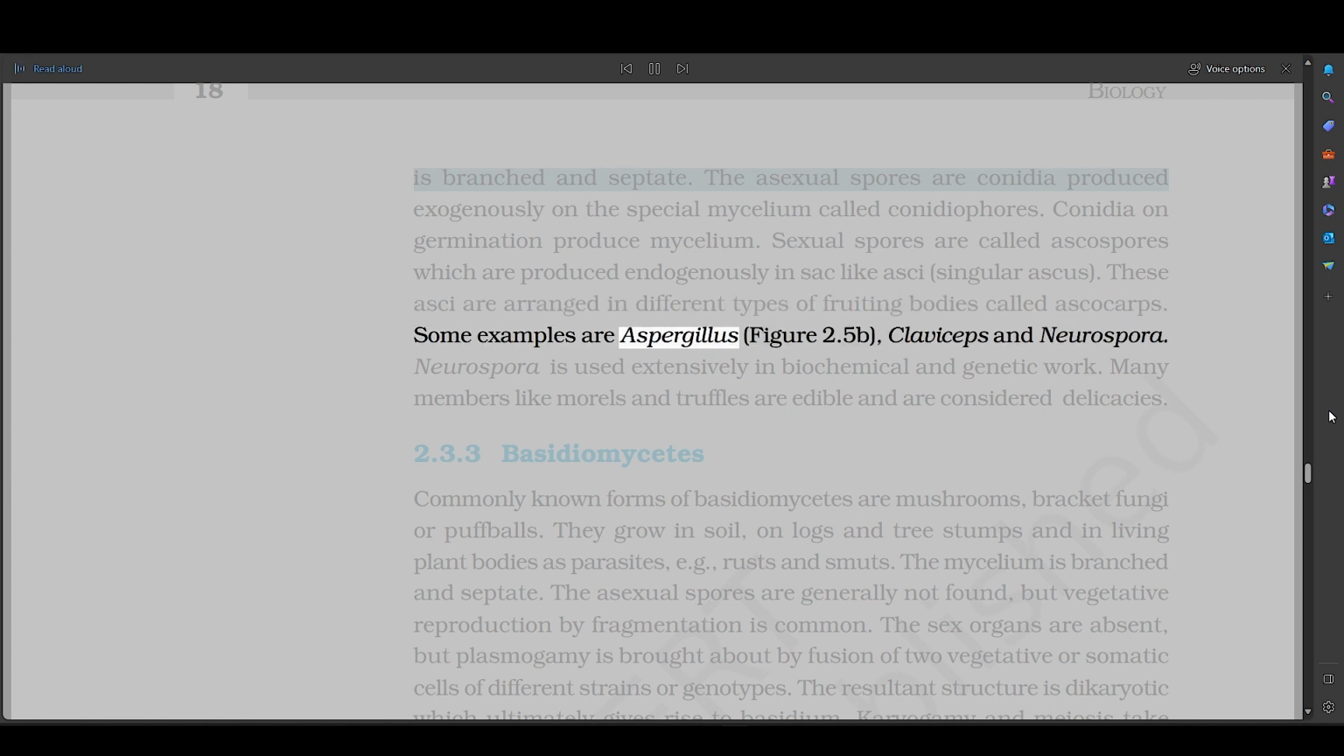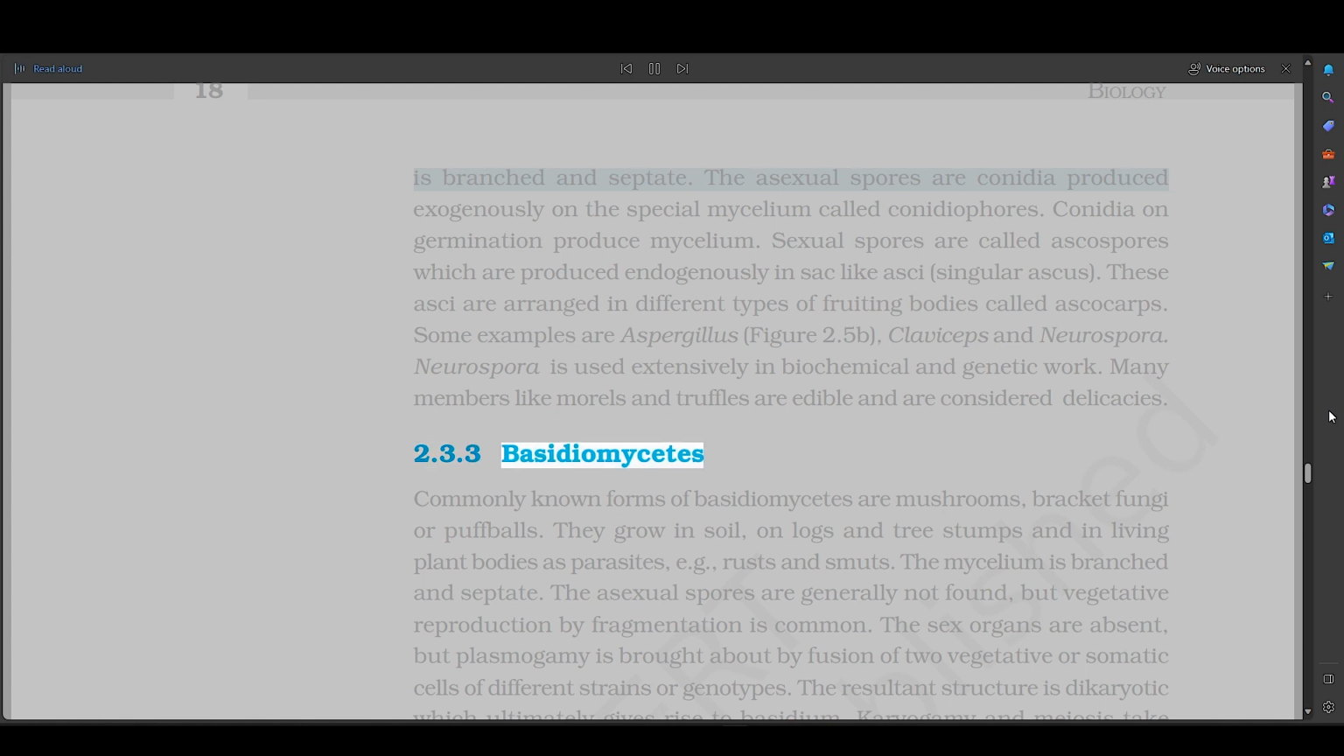Some examples are Aspergillus, figure 2.5b, Claviceps, and Neurospora. Neurospora is used extensively in biochemical and genetic work. Many members like morels and truffles are edible and are considered delicacies.